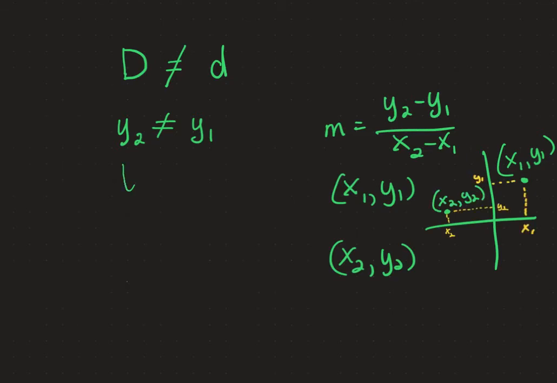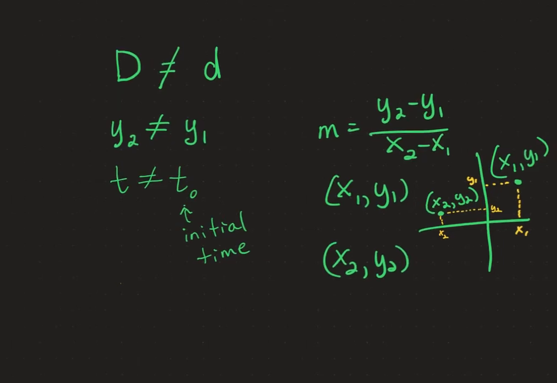And also a variable without a subscript does not equal a variable with a subscript. In this case, t often stands for time. This would be the initial time, and the t would be some other time that's not your starting time.